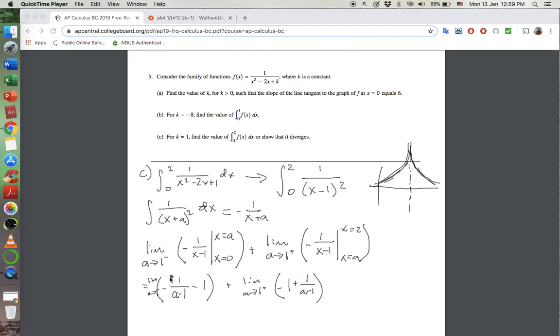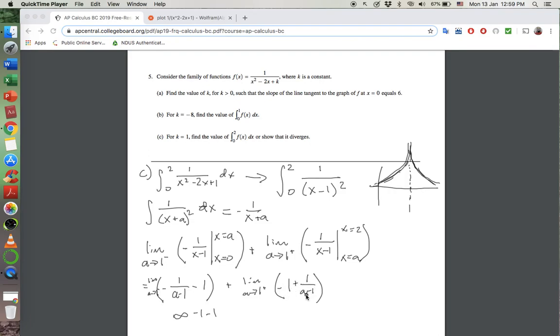And what does this equal? As a gets closer and closer to 1 on the left, this number is just barely less than 1, so this a minus 1 is just barely less than 0, but it is negative. It's an extremely small number. It's a negative number, and so 1 over an extremely small negative number is going to be negative infinity, but we're going to multiply that times negative 1, and so we've got infinity minus 1, and then we'll subtract from that negative 1, subtract from that 1.